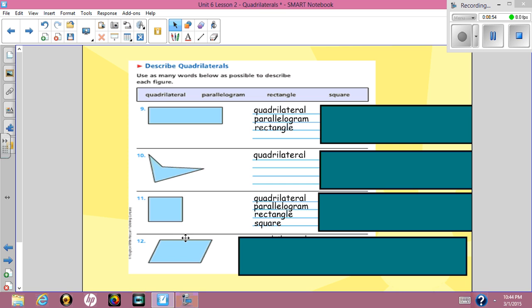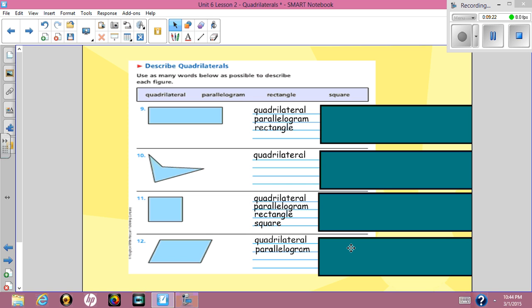Let's look at this last figure. Does it fit the category of quadrilateral? 1, 2, 3, 4. Yes. Does it fit the category of a parallelogram, 2 pairs of opposite sides that are parallel? Yes. Does it fit a rectangle? No. There are no right angles identified there. Does it fit 4 equal sides? No. The 2 areas that this figure has attributes of are quadrilateral and parallelogram.